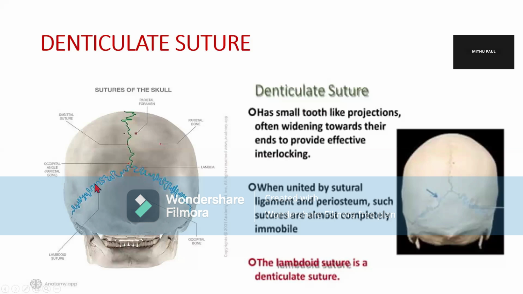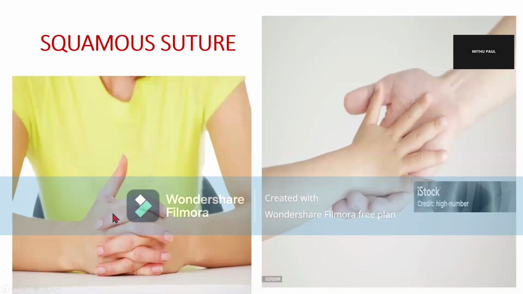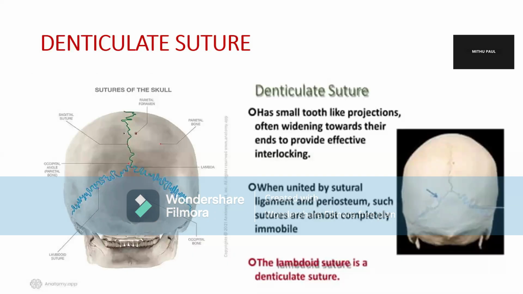denticulate suture. See at the suture line, the parts of the bones contributing to form the suture. At the suture line, some areas of the impinging part are narrow at the base and wide at the apex. Here also, narrow at the base, wide at the apex. So as if one denture tooth is articulating inside another one, like this finger inside another finger. From there, the name came; it is known as the denticulate suture.